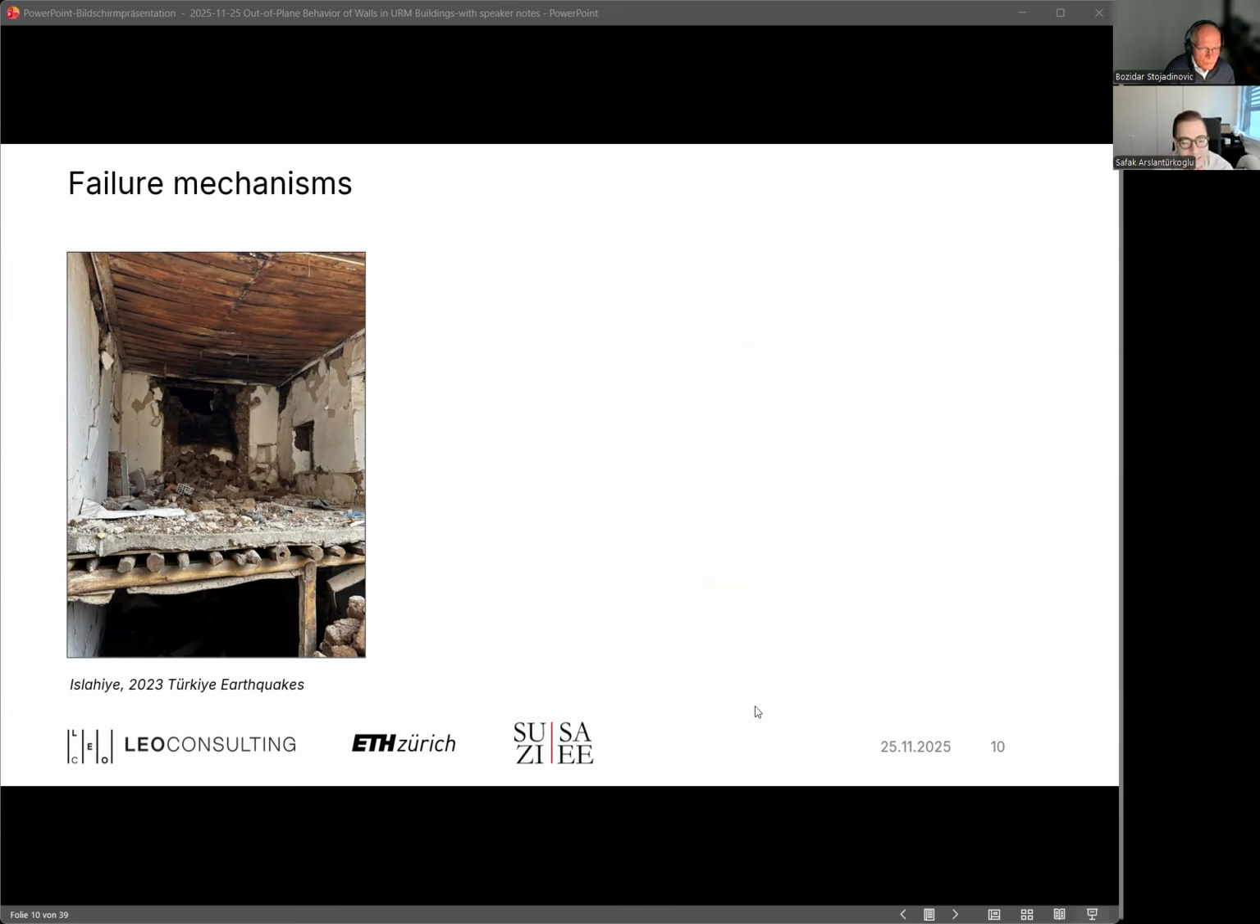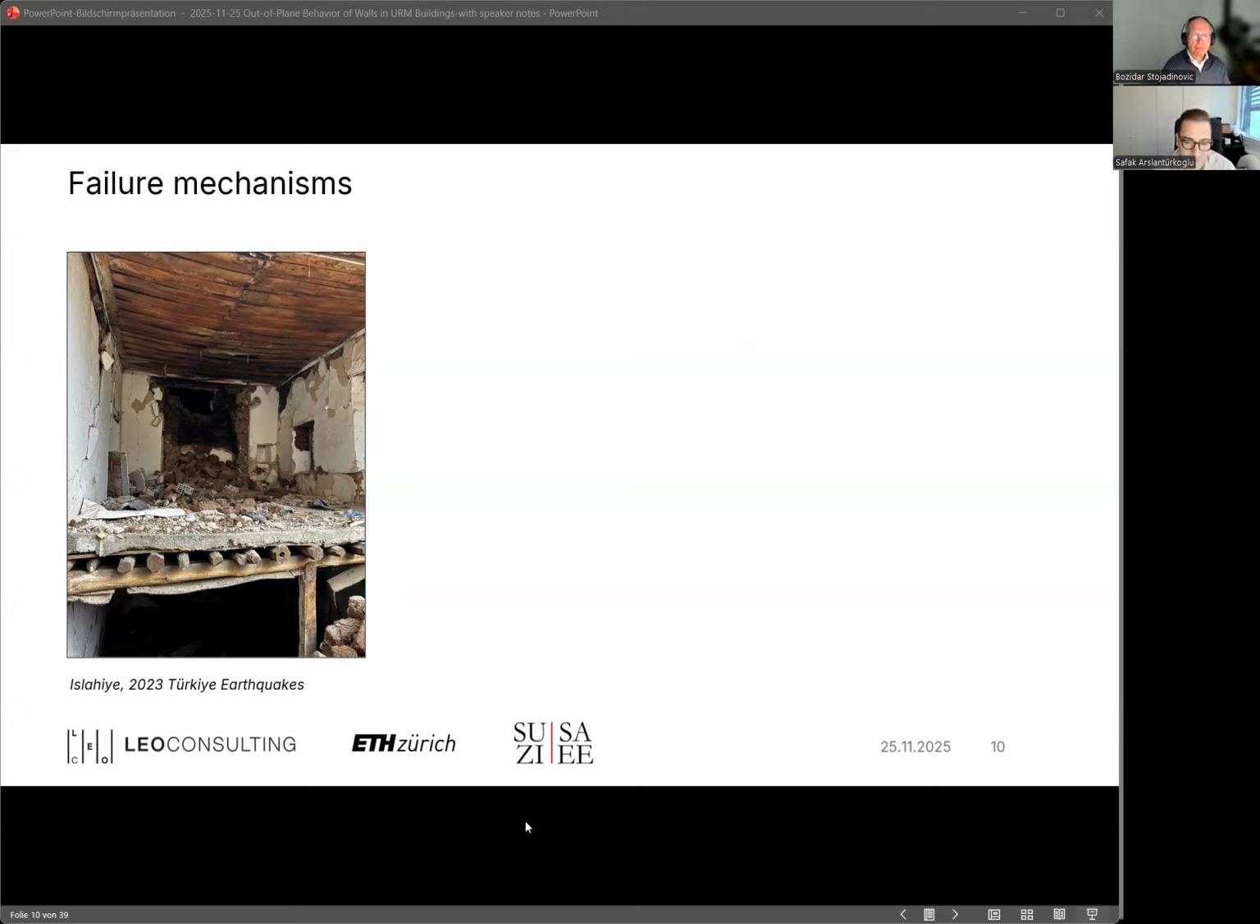Shortly after the event, a joint team of SUZI and ETH organized a visit to the affected region with international researchers, and here are some pictures. So what we observed was a repeating pattern.